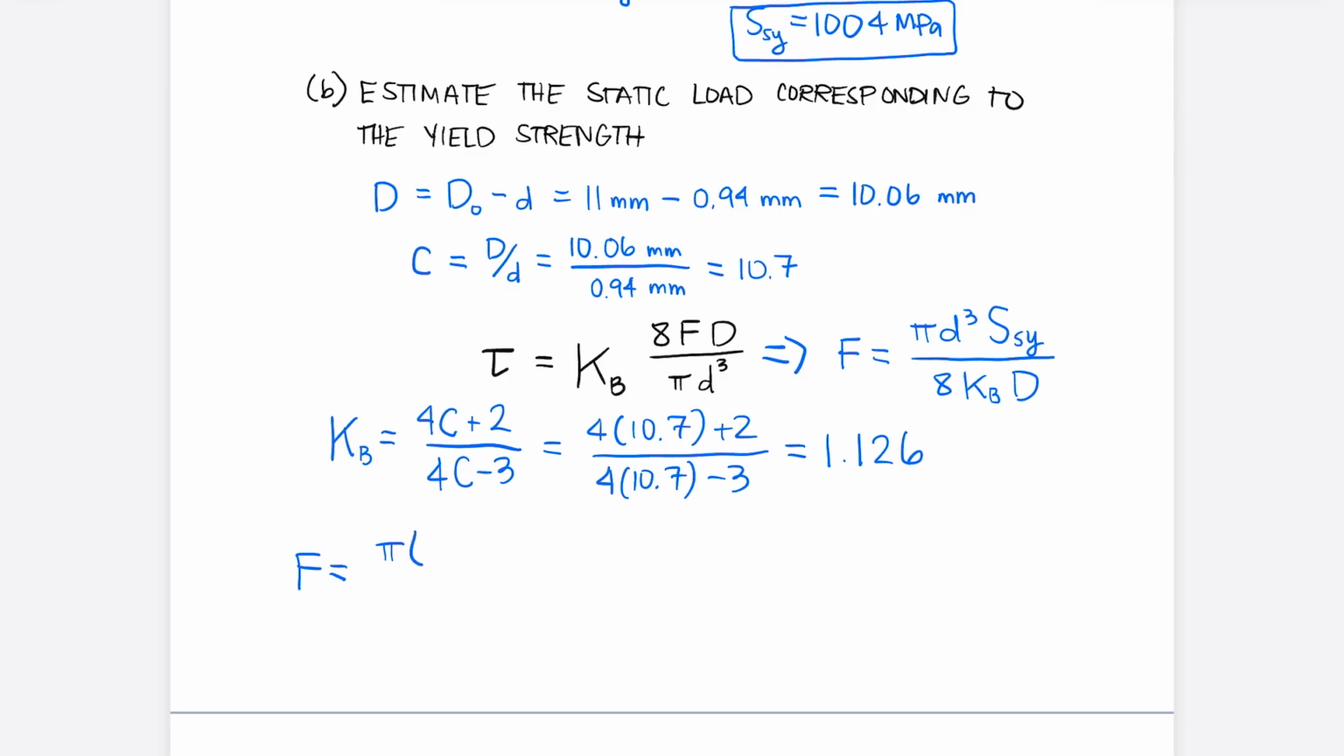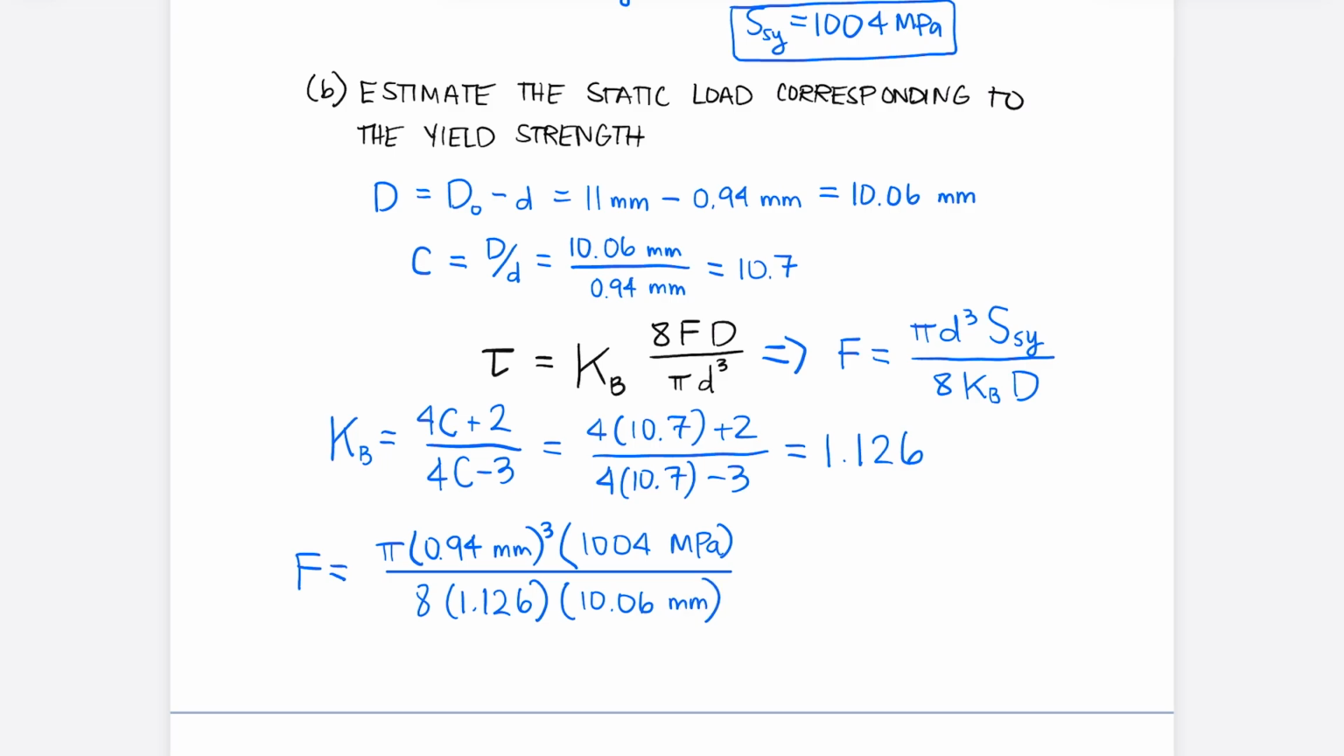So I've got pi times 0.94 millimeters cubed times my torsional yield stress, which was 1,004 megapascals, divided by 8 times 1.126 times the mean coil diameter of 10.06 millimeters. Don't forget to change that from 11. It's not 11 millimeters, it's 10.06.